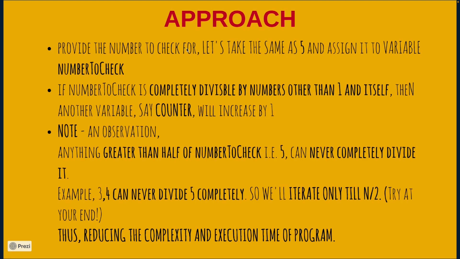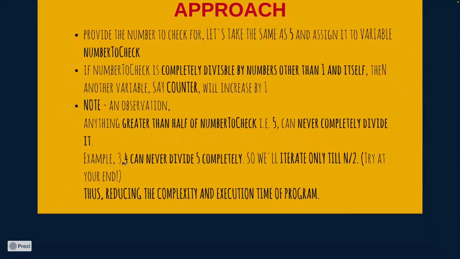I'll reiterate. Half of 5 is 2, that is 5 by 2 is 2. Leave the remainder for now. In the programming world, 5 divided by 2 is 2. 5 modular 2 is 1. This is something we'll see later on. But for now, if you divide 5 by half, then the result will be 2. So the numbers which are greater than half of 5, which are 3 and 4, as you can see on the screen right now, can never completely divide 5, right?